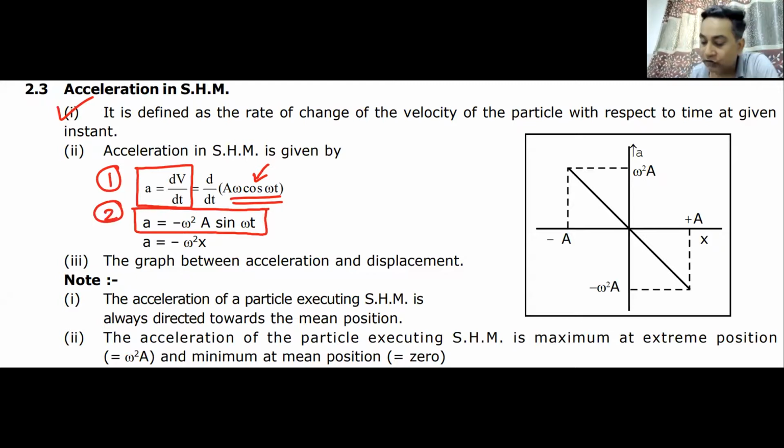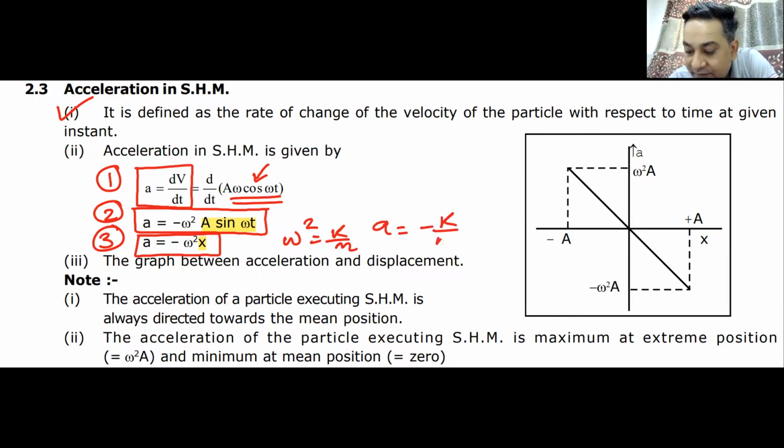And if you look closely, and I will highlight it, a sin omega t is nothing but equal to x. And therefore the third formula comes: acceleration is minus omega square x. And remember, this omega square is k by m. So I can write the fourth formula of acceleration: acceleration is minus k by m x. Is everyone getting me?